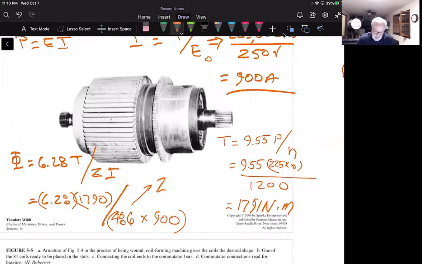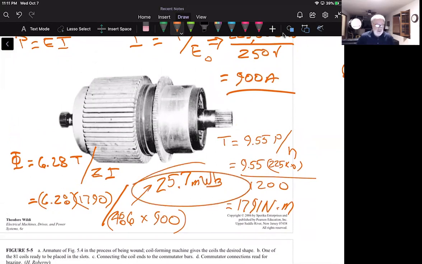It comes out to be 25.7 milliwebers. Not a unit that we deal with much, and not something that we have a lot of history with, but that is the answer for example 5.2. And again, this problem and the one before that we worked in the section before are very typical of the types of problems that we will work.